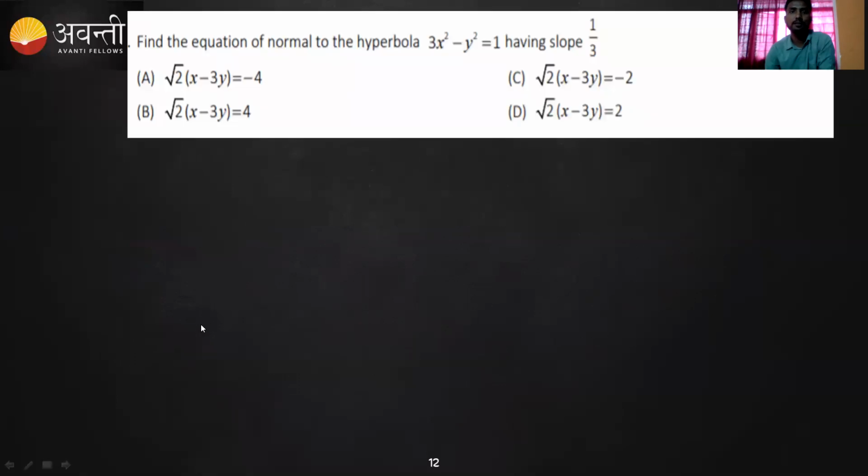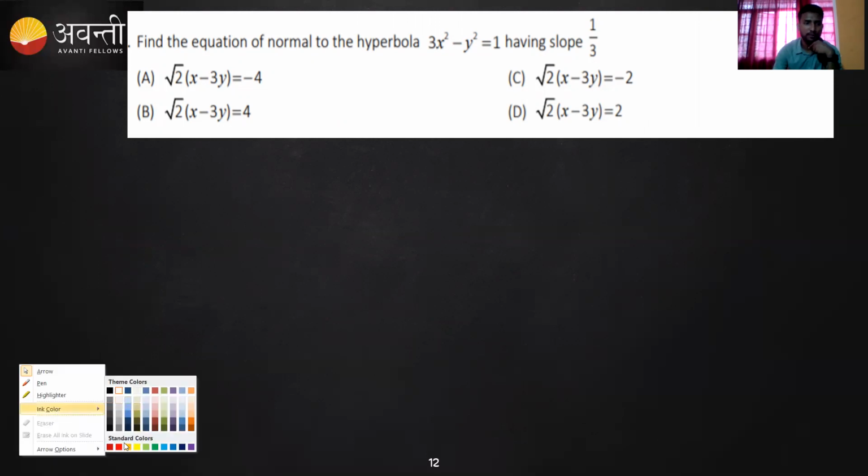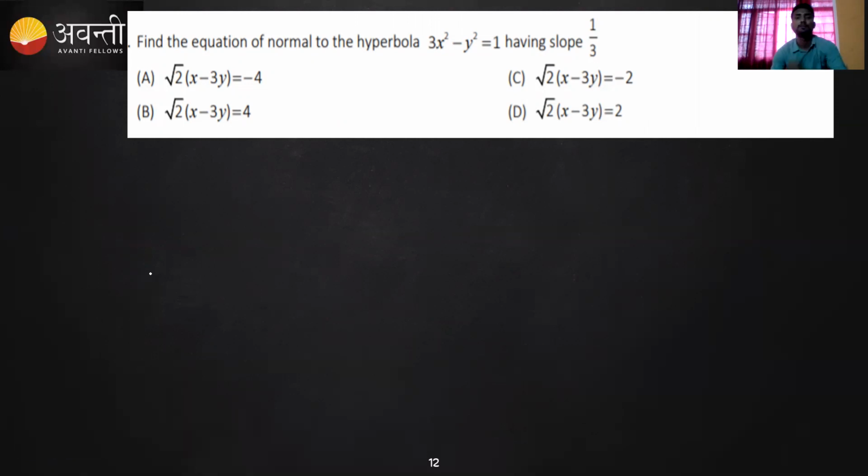So without any further delay, as you can see, we have to find the equation of normal to the hyperbola where slope is 1 by 3. We have to find this equation of normal. Right, so we have this equation of a hyperbola, that is 3x square minus y square is equal to 1, and we have slope, that is m is equal to 1 by 3, right guys?